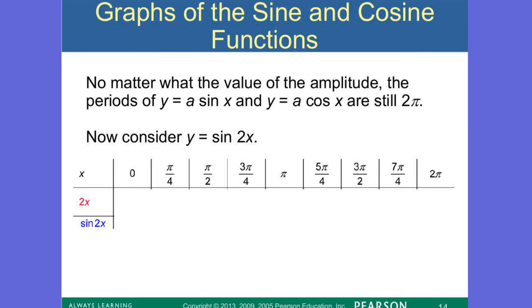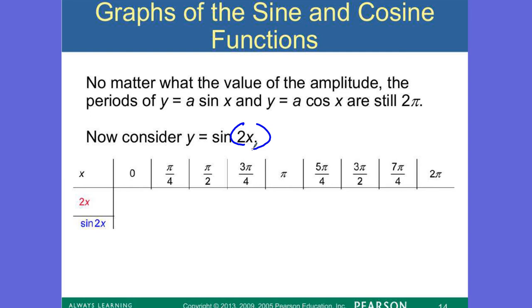Okay. All right. So now we're going to use this information right here. This information is going to help me out. That's going to be the one that's going to change my period. So the number in front of your variable, the number in front of the x inside the sine, is going to change your period. It's going to make it go faster. It's going to make it go slower.